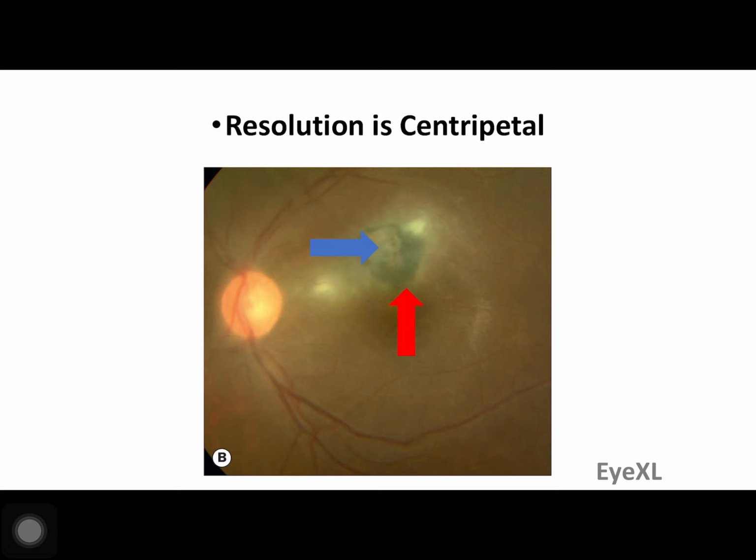So if you can see, the red arrow points to the peripheral pigmentation. So it means now scarring has started. The central part still shows some whitish lesion. So now that is going to undergo healing over a period of time.